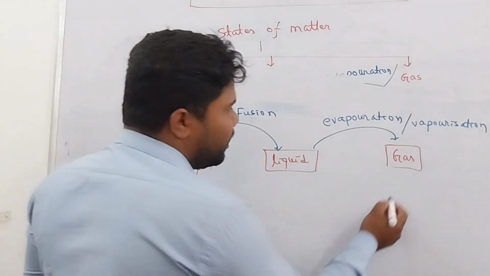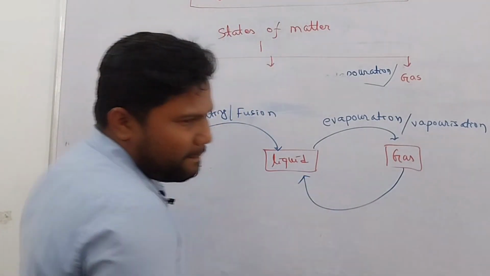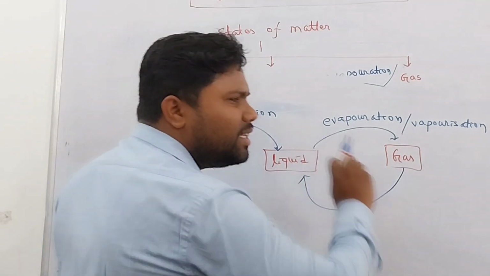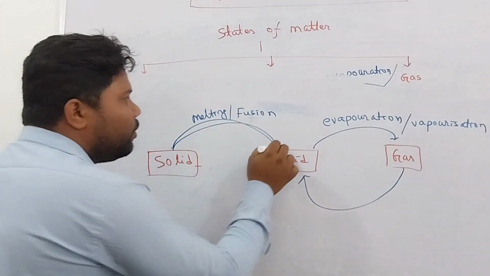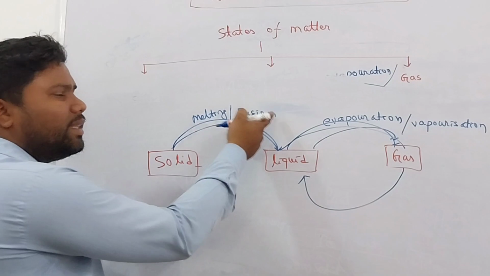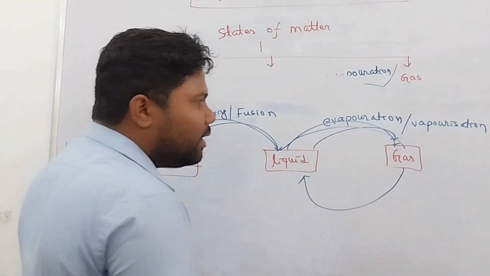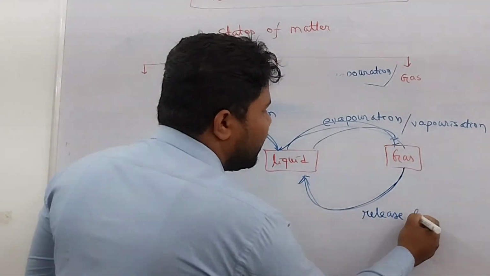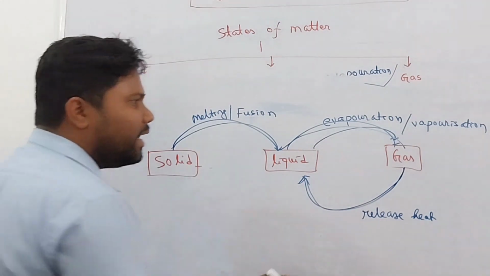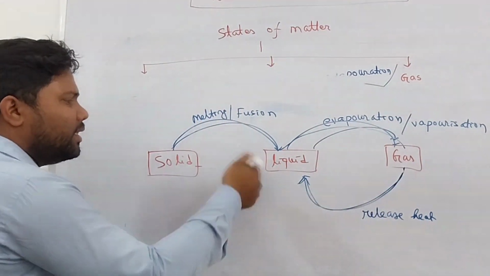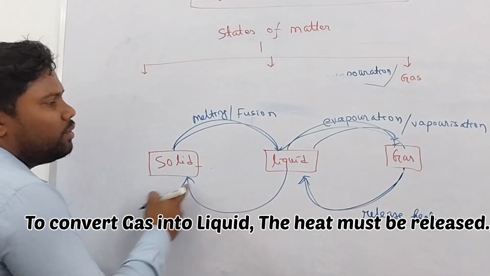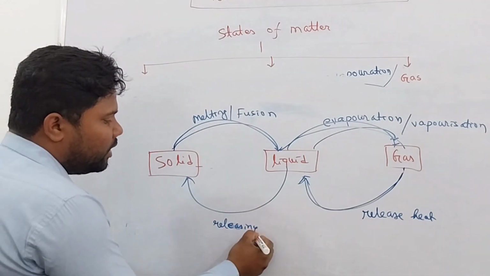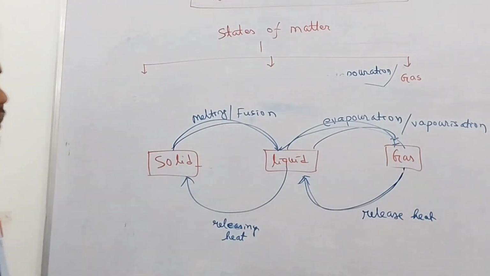Acha, now this is the time to ask the question. Can you change the gaseous state into liquid? Yes. How? Simply by releasing heat. If you want to change in this direction, we have to apply heat. In the opposite manner, if you want to change from gaseous to liquid, then we have to release heat. That means by releasing heat, we can convert the gaseous state into liquid, and in the same way from liquid to solid by releasing heat.